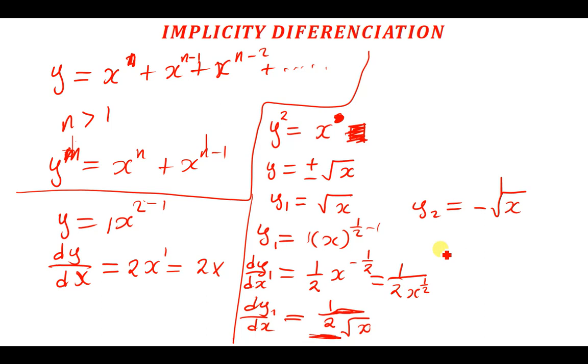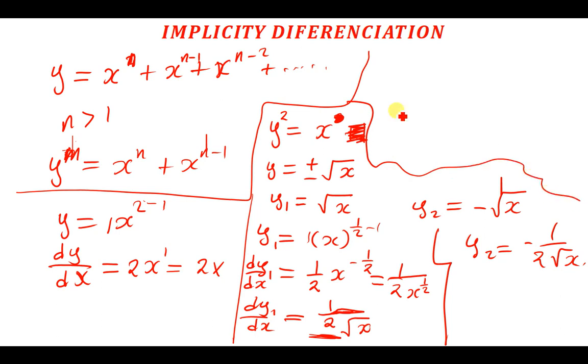Which implies that even this other side will be straightforward: y2 is equal to negative, the only difference there will just be the negative, 1 over 2 root x. So this is how you do the normal differentiation. Now if you are using implicit differentiation, it means that you have to do this. We have this function here, y squared is equal to x.